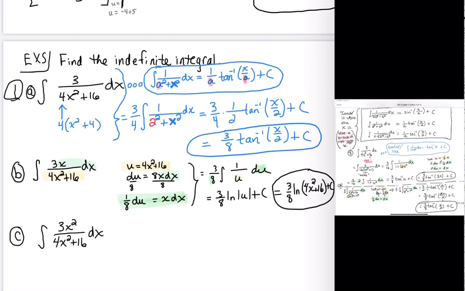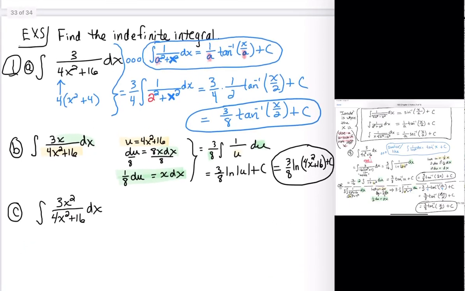That didn't work. So you're going to work a lot more in integration in Calc 2, but there's just something that I want to show you here. Oftentimes when the degree of the numerator is greater than or equal to the degree of the denominator, you can either do a long division, or you can add in a fancy zero.